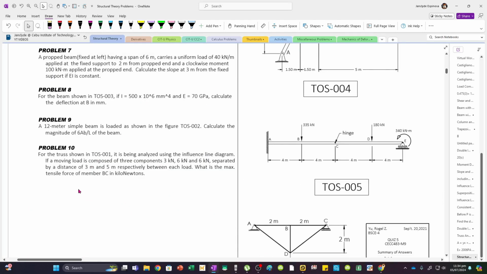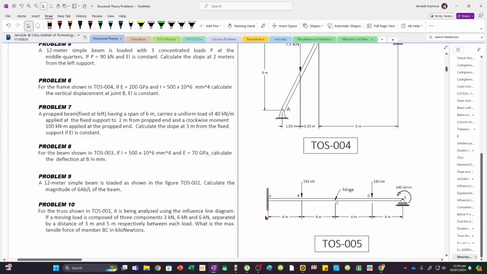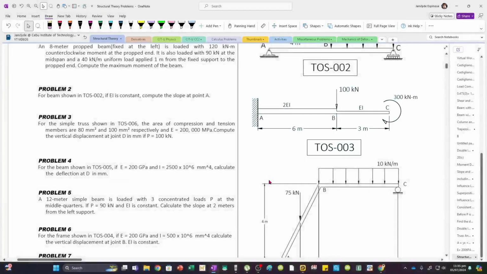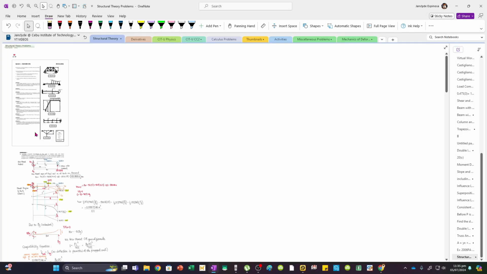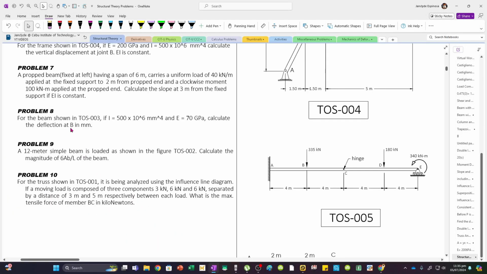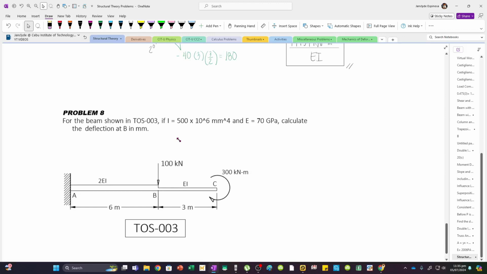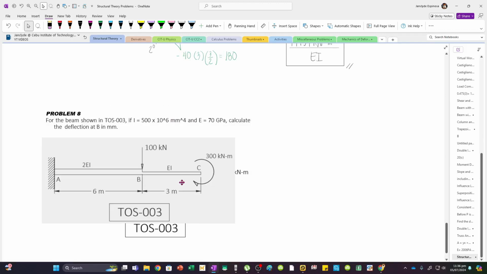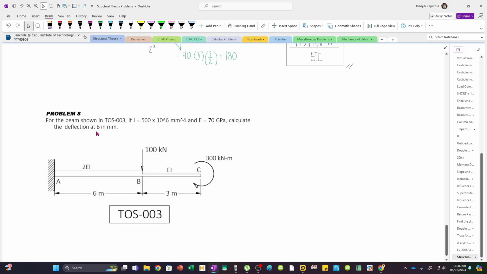17.51. Problem 8. What is problem? EOS 003. Yan. Yung tanong is, calculate the deflection at B. Yan. Now, for these problems, mas maganda yung virtual work i-apply. So, we want the deflection at B. Yan. So, I have to draw a virtual system which will exclude the loads. Yan. So, this is 6 meters and 3 meters.